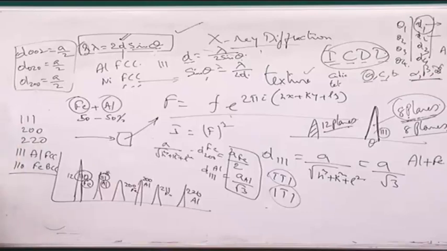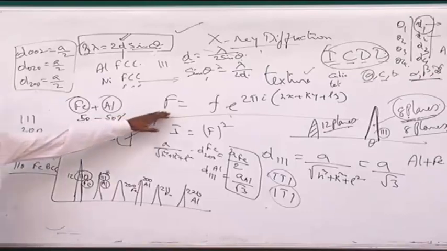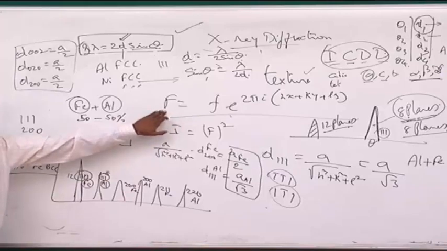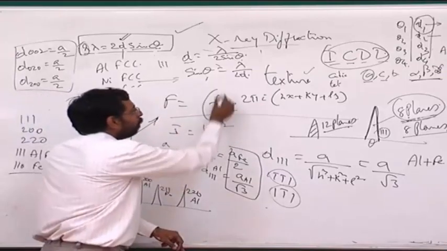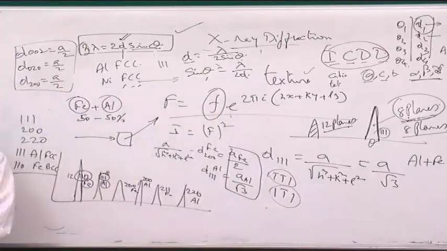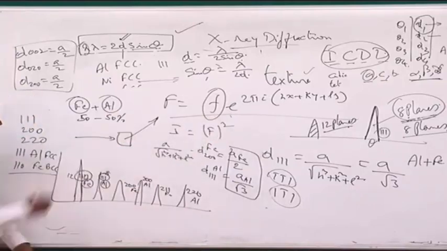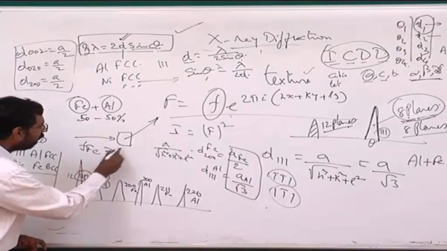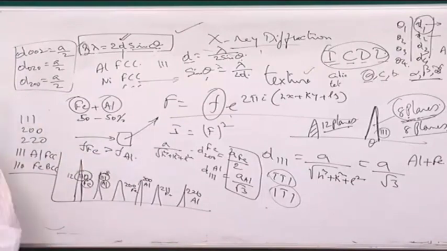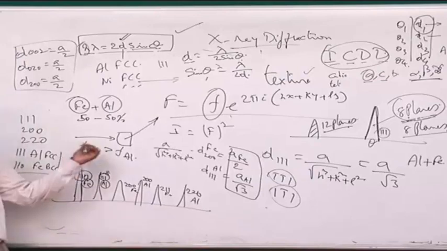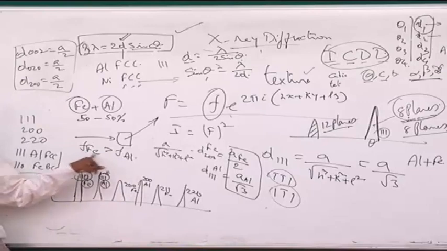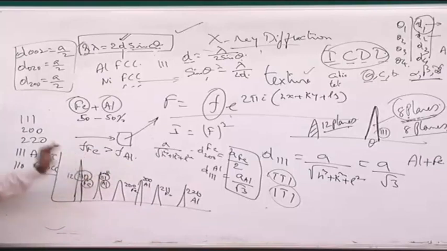That is one factor. The second thing is, the intensity is the square of the structure factor. In the structure factor, you have what is called the atomic scattering factor. So if I am looking at the intensity, the atomic scattering factor has to be considered. The atomic scattering factor F of iron is higher than F of aluminum. Why? The atomic number of iron is higher than the atomic number of aluminum. So if the atomic number is higher, then the intensity will be higher.